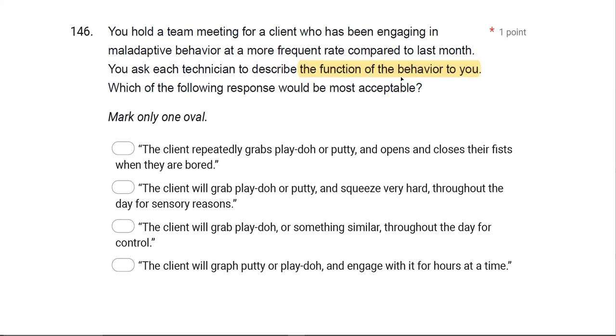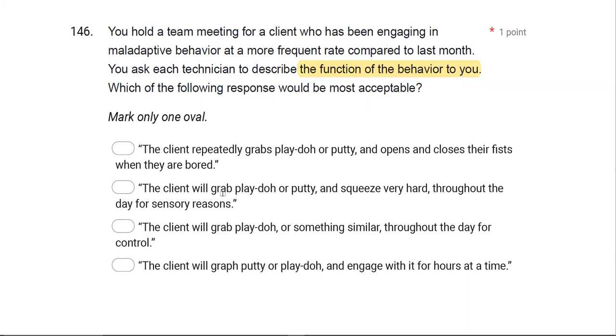So meaning we need something that involves one of our functions. Tangible, escape, automatic sensory, or attention, right? We need something along those lines because you can describe behavior in a lot of different ways. We need function. So A, the client repeatedly grabs Play-Doh or putty and opens and closes their fist when they are bored. Well, first, what are we describing? Topography, what the behavior looks like, which is fine, but it's not the function. Second, bored is not a function. So A is not giving us what we need.